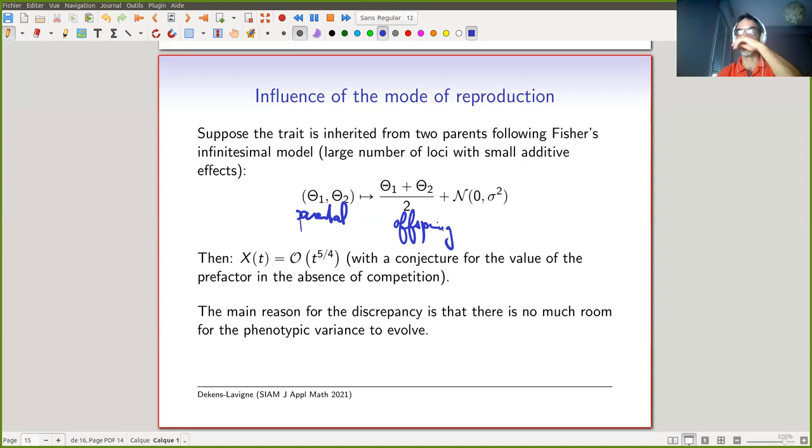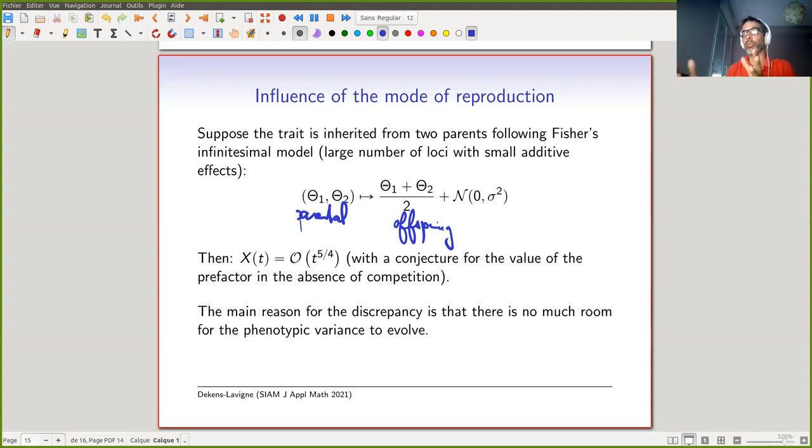So you really are able to understand the eco-evolutionary dynamics, because of course to understand the front propagation you have to understand the phenotypical dynamics. It's all coupled, as I said in my previous case. And the important point, and this will be my last comment, is that the main reason to me for the discrepancy between the 5/4 and the 3/2, the fact that this is not a 1.5, but a 1.25, is due to the fact that in this particular mechanism of inheritance, there is not much room for the phenotypic variance to evolve. So in this case, you can see that the phenotypic variance is very much constrained by this sigma square here. So there is not much room.